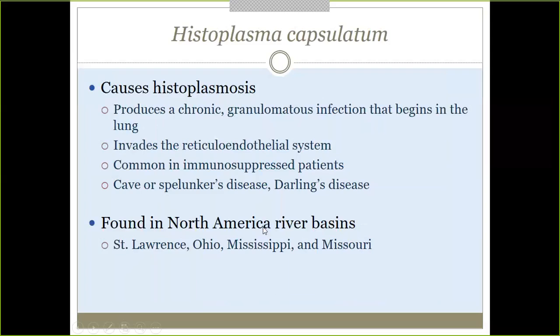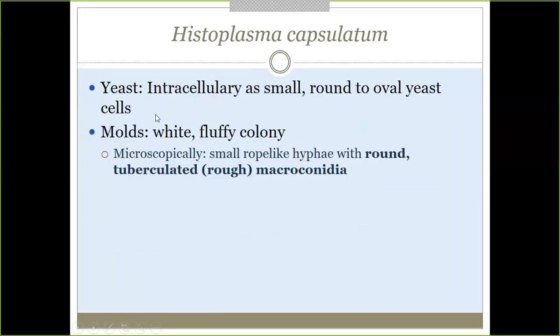All right, Histoplasma capsulatum causes histoplasmosis. It basically involves the lung, and it'll go throughout the body. North America river basins, Ohio, Mississippi, Missouri. All right, again, both stages. The stage I want you to know for Histoplasma is the mold stage. And it has what we call a round tuberculated macroconidia. Tuberculated just kind of means rough.